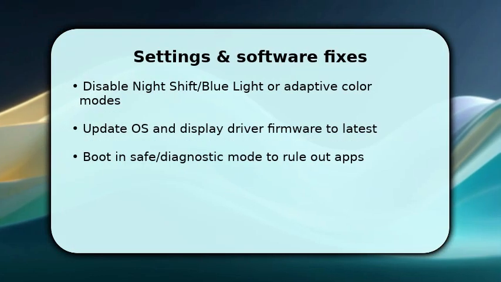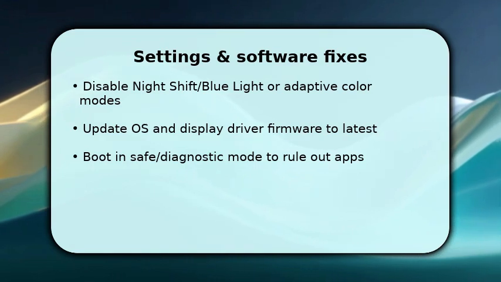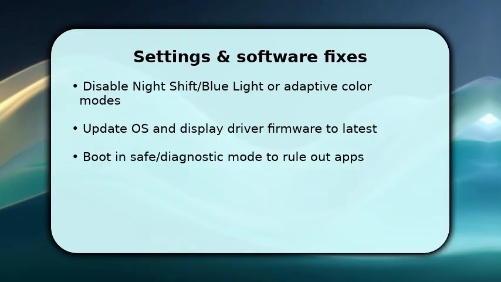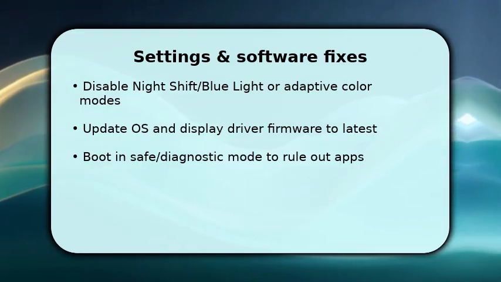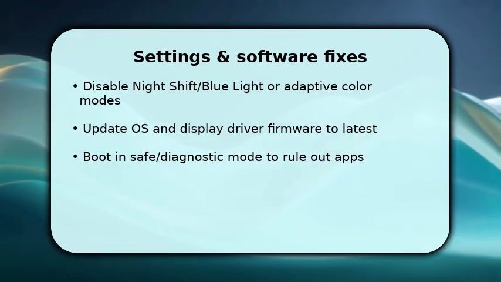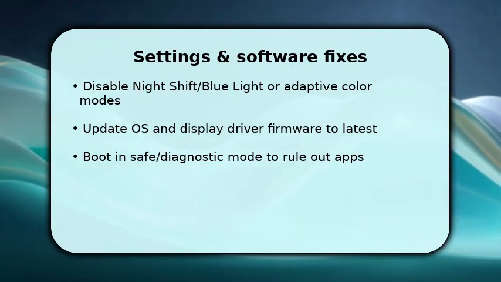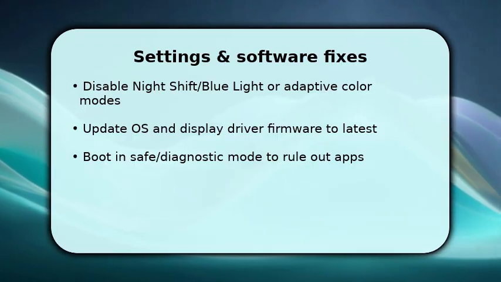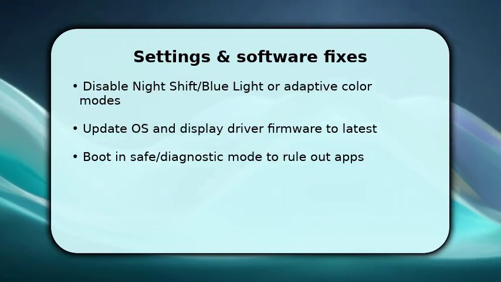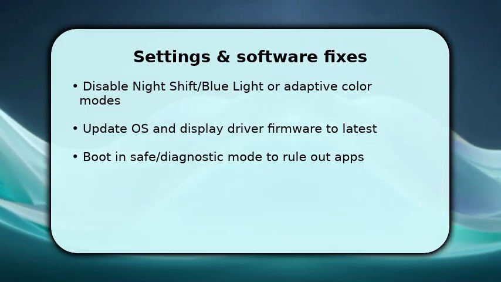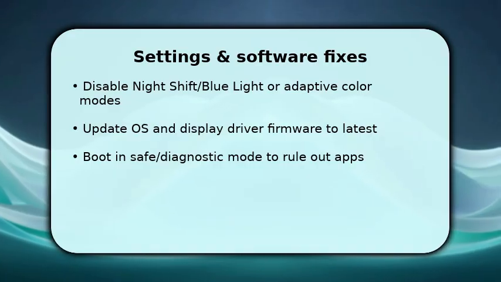Now you troubleshoot software and color calibration. First, turn off night shift, blue light filters, adaptive color, and any developer color profiles. These alter color temperature and can produce a green cast. Make sure your OS and firmware are up to date because manufacturers push fixes for display drivers. Next, boot into safe or diagnostic mode to see if a third-party app is causing the tint. If safe mode clears it, uninstall recent apps. If not, prepare for hardware isolation.